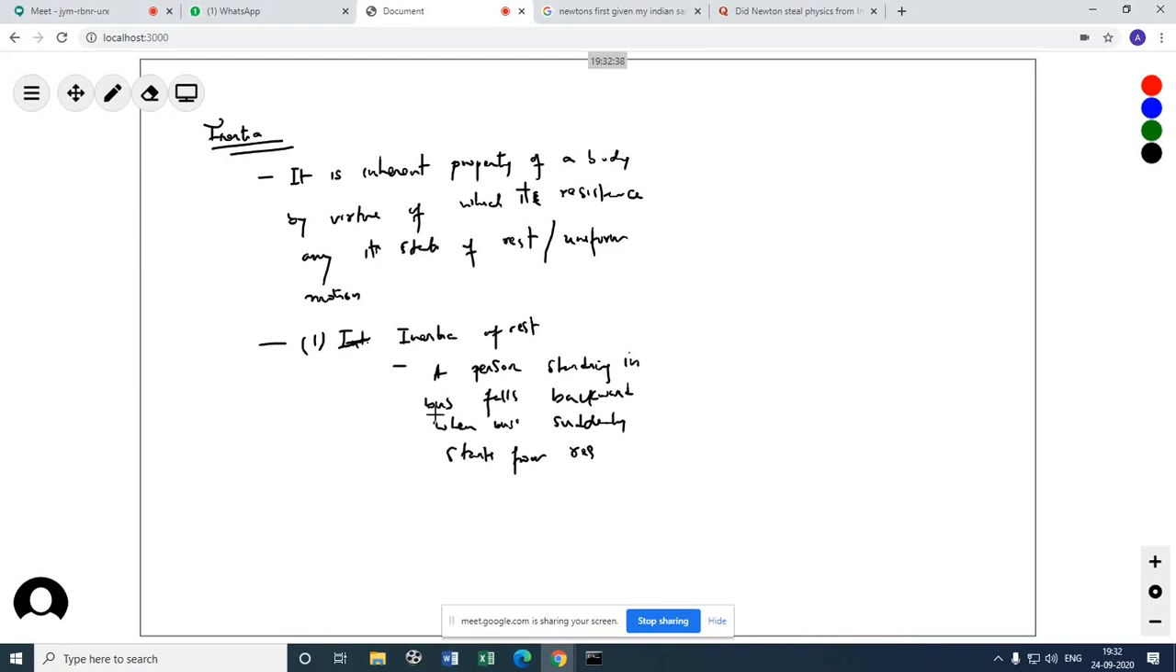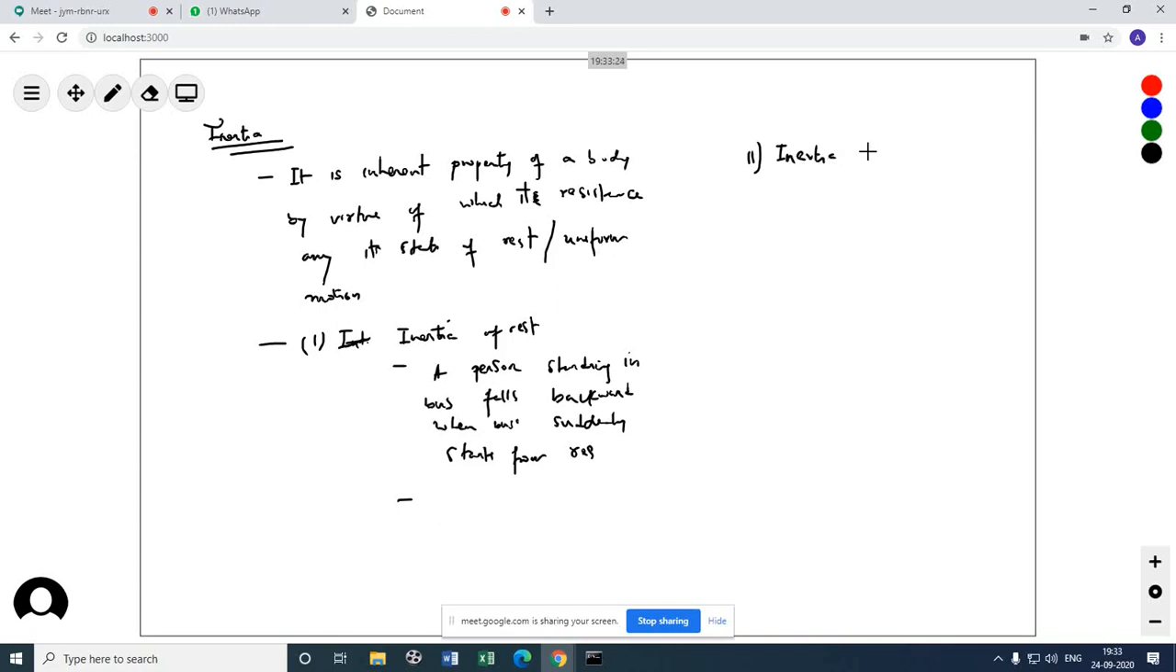Okay, so the tendency of a body to remain at rest is called inertia of rest. Any other example you want to give? Some other example: when a cloth is hung and beaten, the dust falls down. Very good. When you want to clean dust from a carpet, what do you do? You beat the carpet, right? So that is inertia of rest.